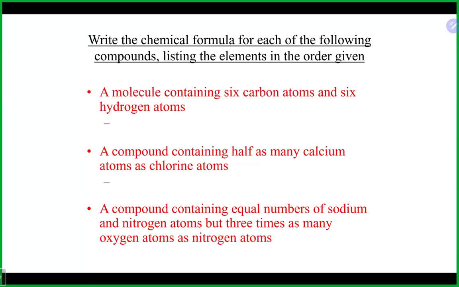Okay, so let us take a look at it here. First off, we're looking for a molecule, which obviously contains two or more atoms, that has 6 carbons and 6 hydrogens. So once again, C is the carbon symbol, C6, and H6. Once again, we do want to write those little guys to the right of the symbol.